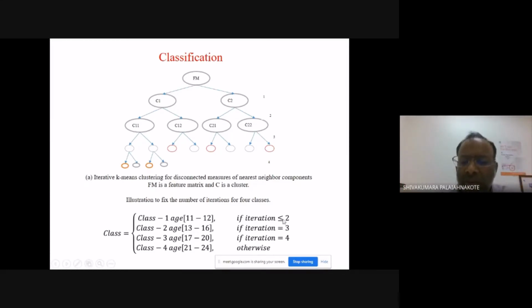So for class 1, just 2 iterations are enough. For class 2, you need at least 3 iterations, and 4 iterations like this. So what is the point here? Forget about the algorithm and how it works; what is the idea? When you have less variations, K-means clustering requires a smaller number of iterations. If there are more variations, then automatically K-means clustering takes many iterations. Because as we observed earlier, as age increases, definitely there will be high variations. And when you have high variations, definitely the iterations also increase.